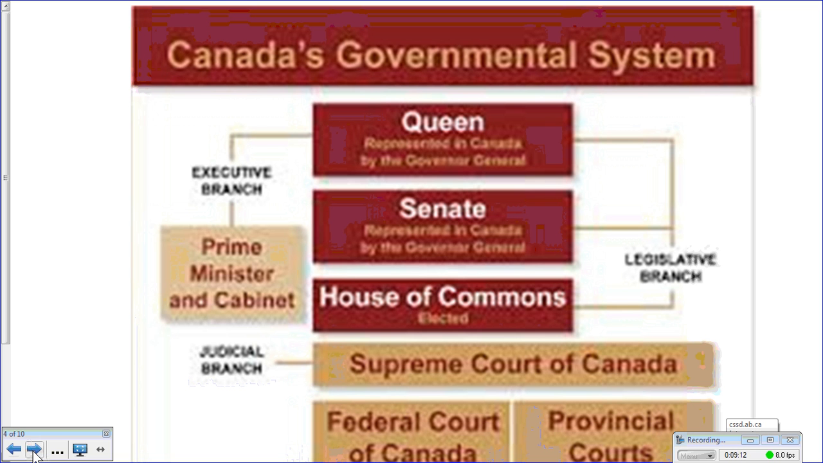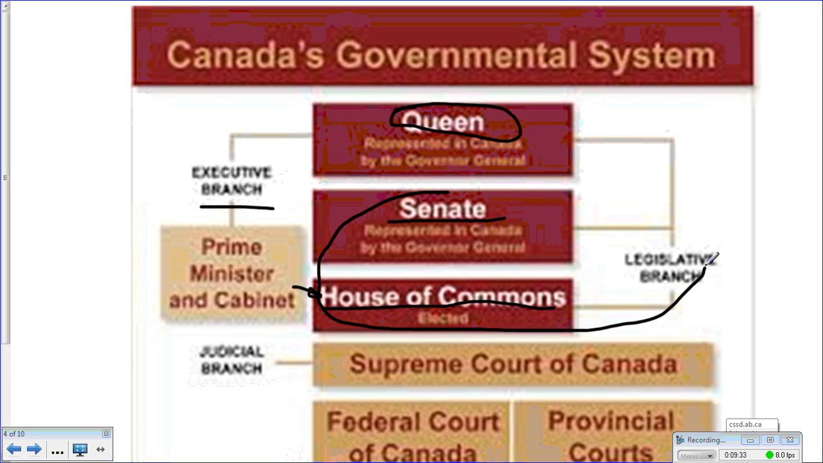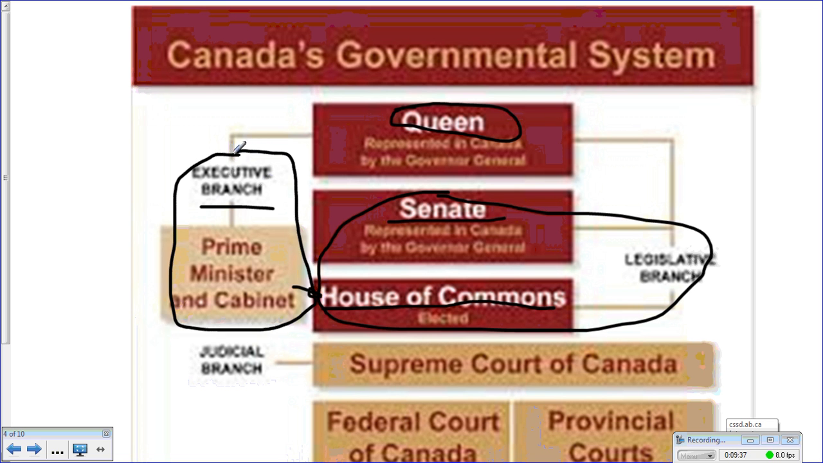This is the same thing, and it explains it in a very similar way. The governing system. Now, the Queen is at the very top here. The legislative branch, which is the Senate and the House of Commons. The executive branch is sort of outside, but it's also tied to the House of Commons. The executive branch is the Prime Minister and the Cabinet. The judicial branch is the Supreme Court of Canada.